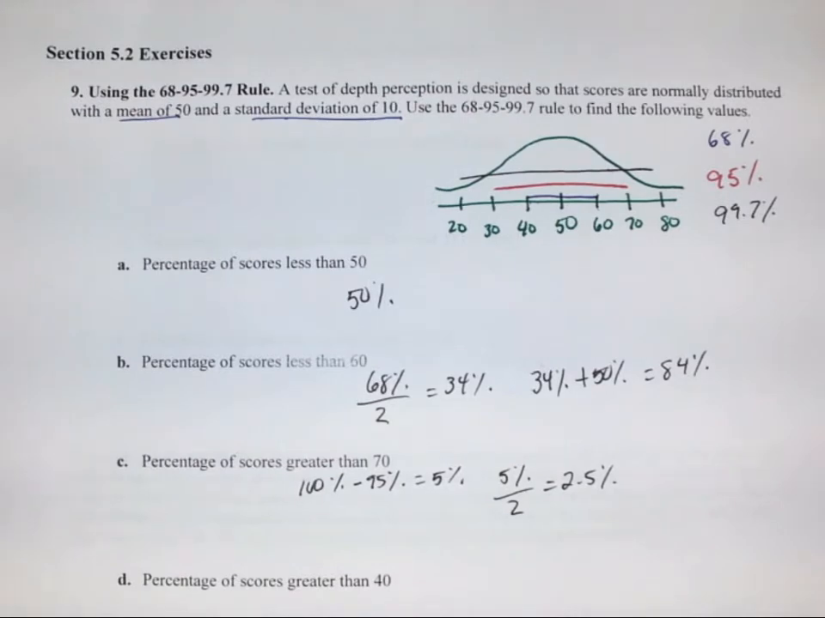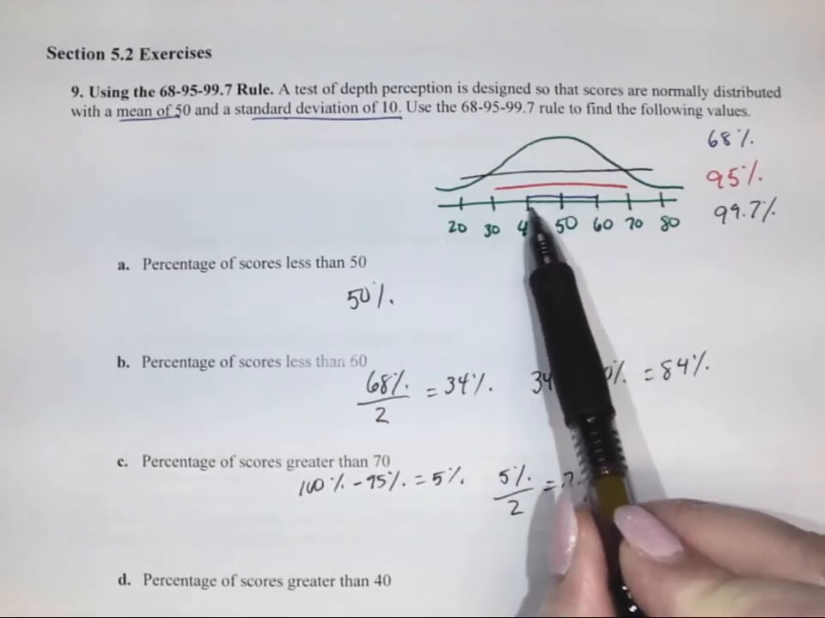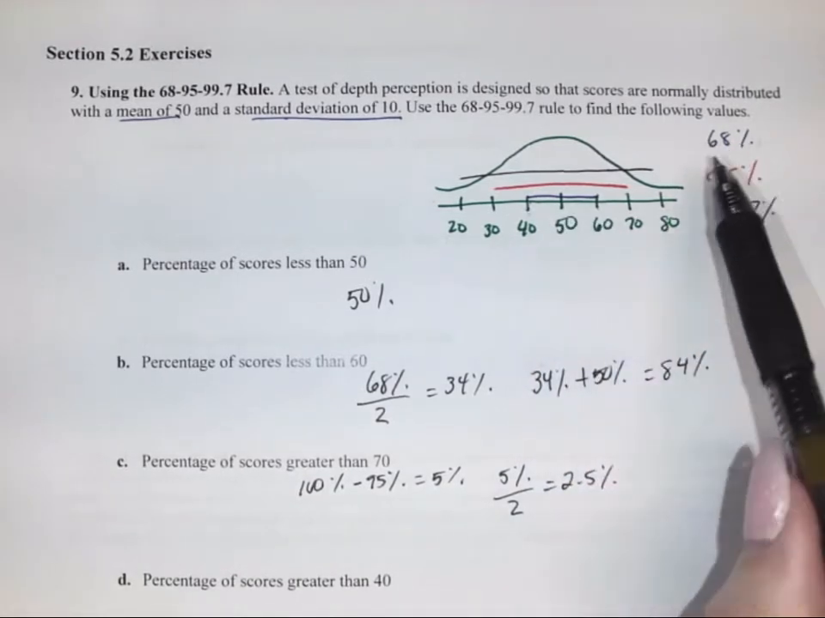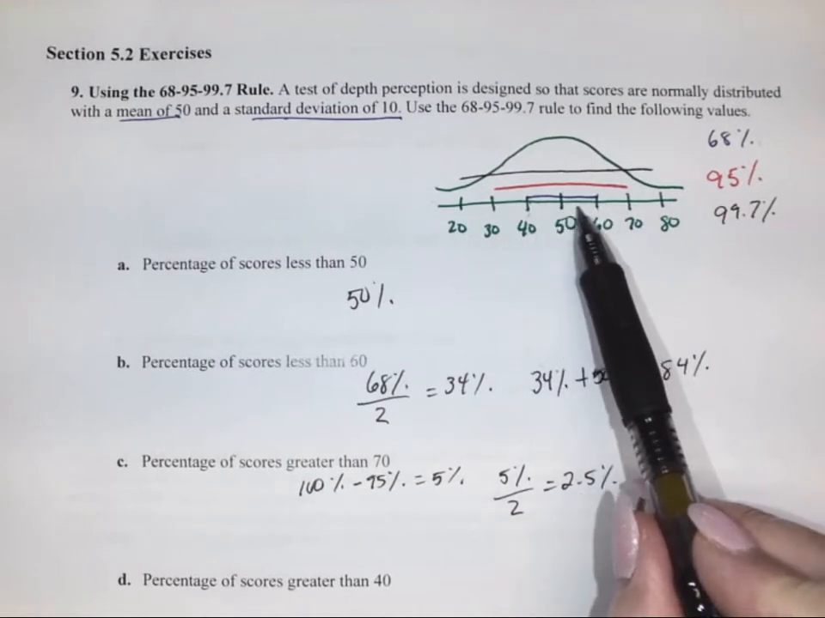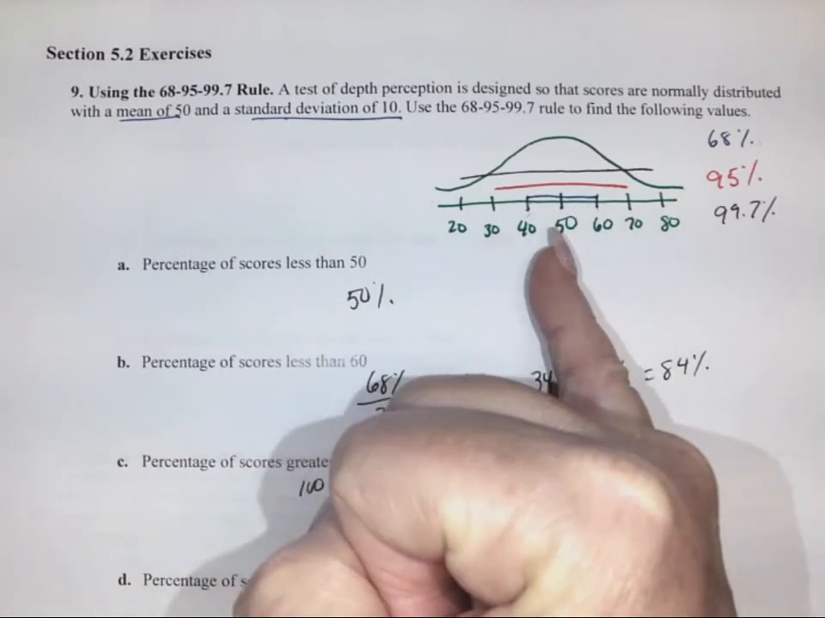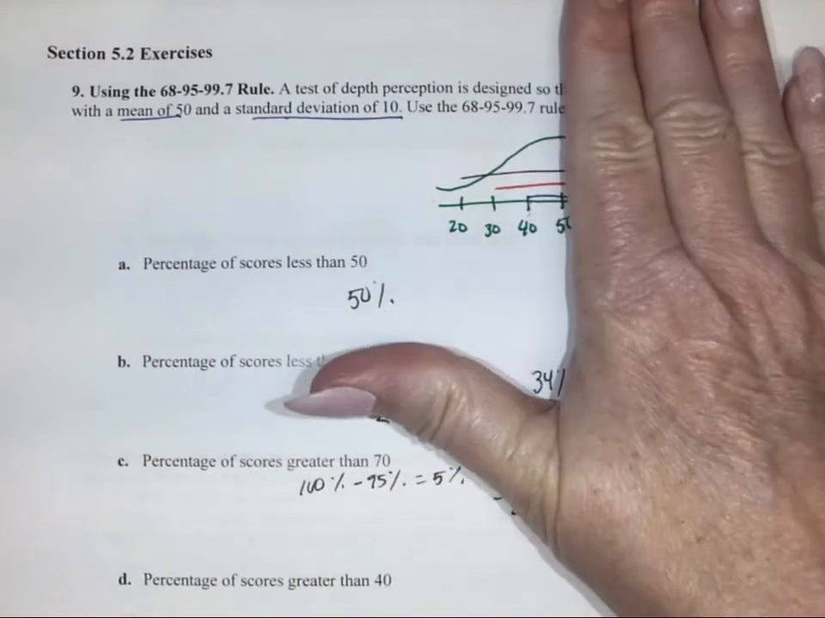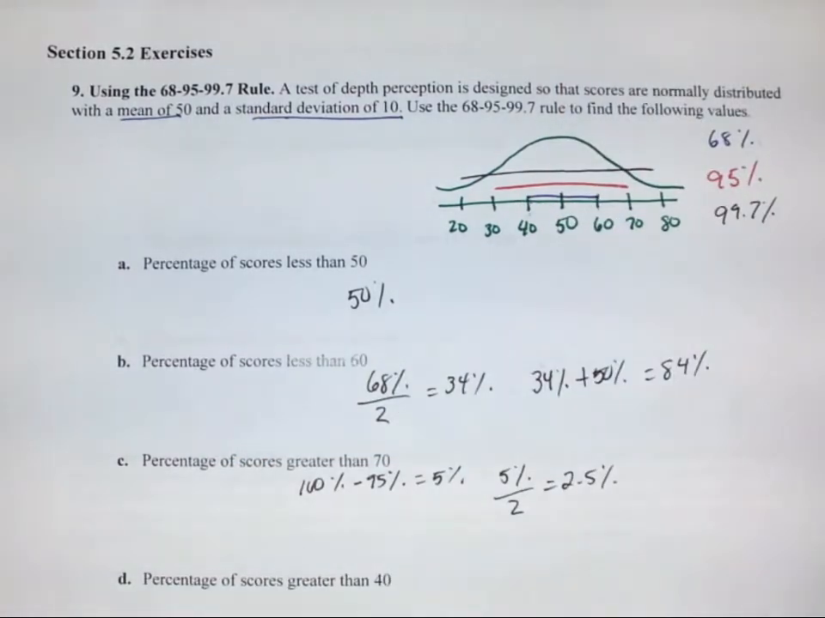Now, the percentage of scores greater than 40. So we did part of this already, because remember, between 40 and 60 is our 68%. 68%, that means there's 34% here and 34% here. We're looking for greater than 40, so that means that 50 and above, that's 50%. We've covered that before. Now this is 34%, so we have our 50% plus our 34% gets us 84%.